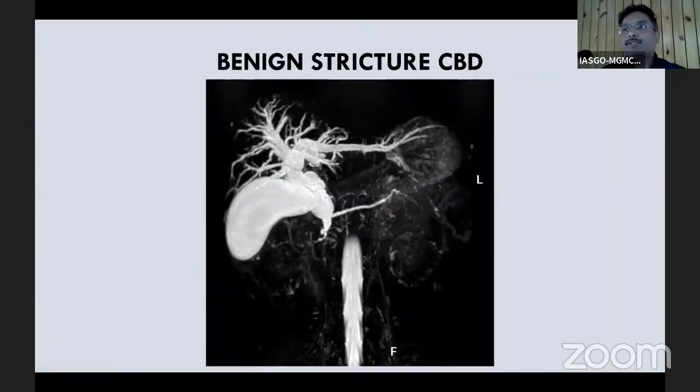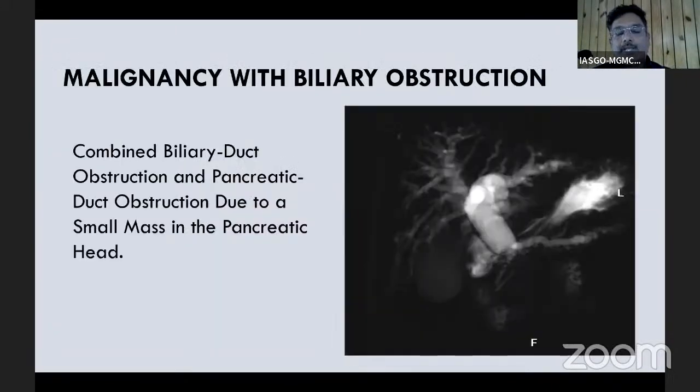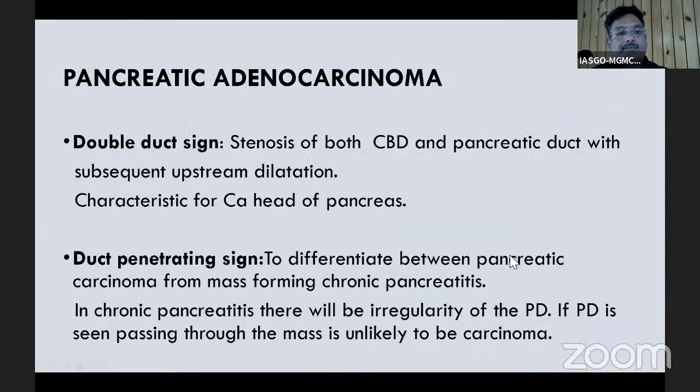Now, benign strictures of the CBD usually appear as smooth tapering, whereas malignant strictures or malignant masses cause abrupt narrowing and irregularity of the walls of the CBD. In this case, we can also see the dilated MPD, the double duct sign, which is quite characteristic of carcinoma of the head of the pancreas.